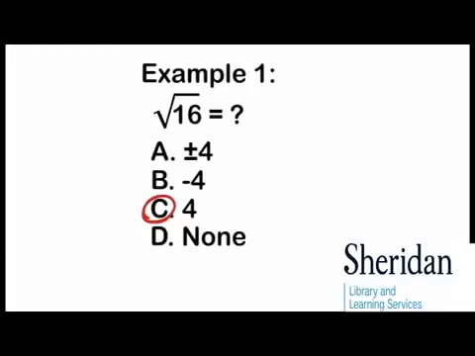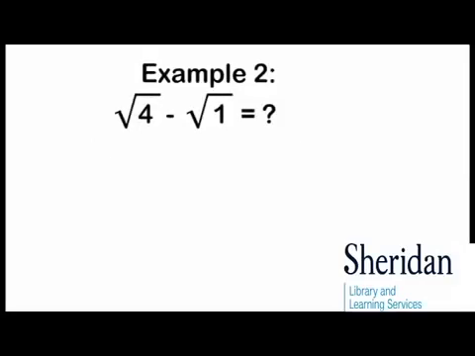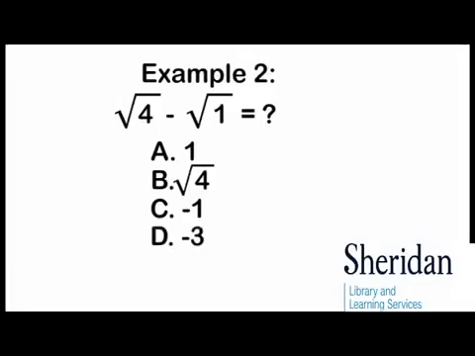Choice A and B are not correct because the square root function always gives a non-negative number, as indicated in the previous video. Let's move to example number 2. This time we have square root of 4 minus square root of 1. Choice A is 1. Choice B is square root of 4. Choice C is minus 1. And choice D is minus 3.